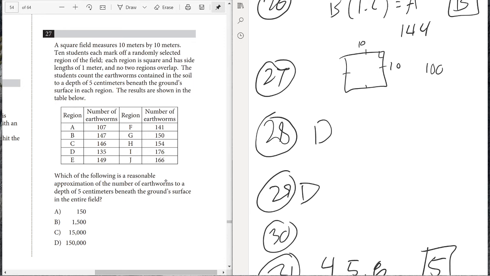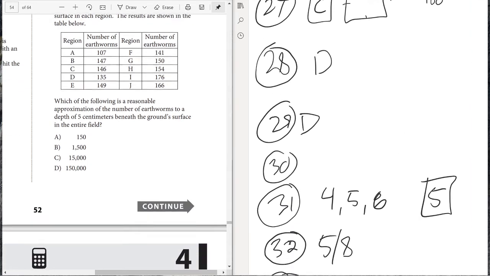So let's see, I have 10 numbers, so just add up the 10 and then divide by 10, or just hack off a zero, either way. But since I'm hacking off a zero, might as well just add 1 zero. So 1.07, 147, 146, 135, 149, 141, 150, 154, 176, 166. All right, so I get that number, and then I would just times that by 10. So I just add a zero, so it's 14,700, so about 15,000. So C. 27 is C.